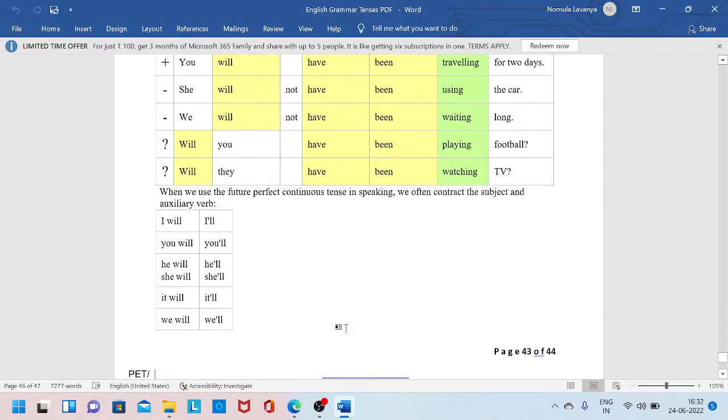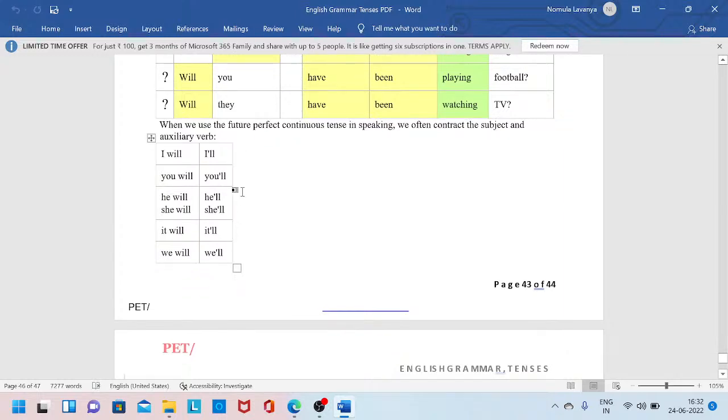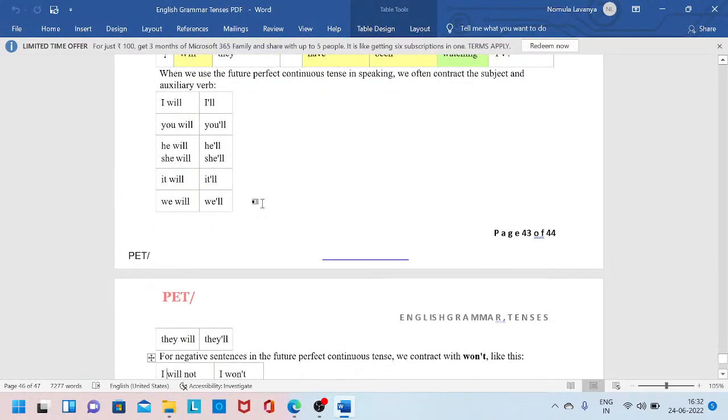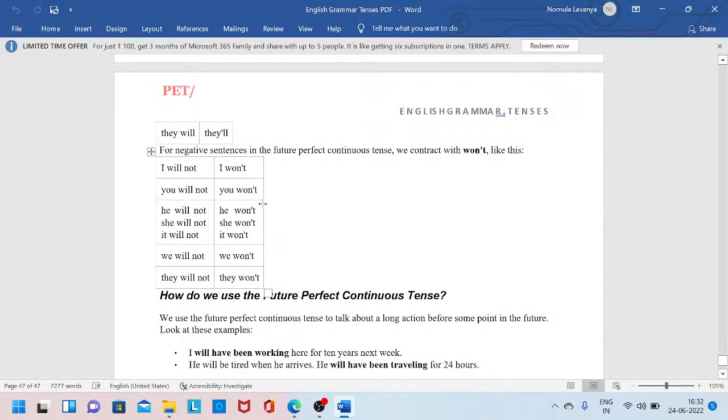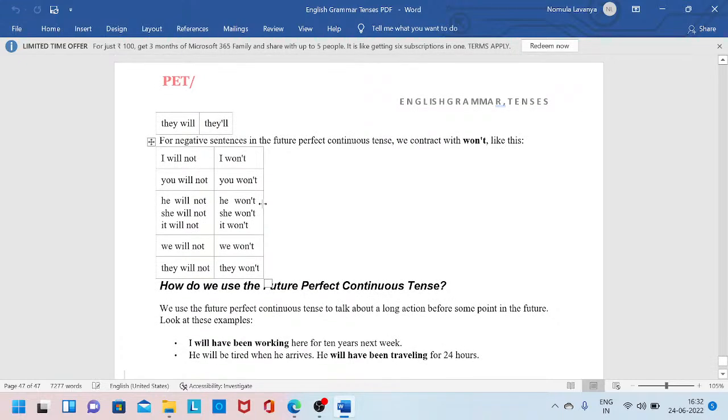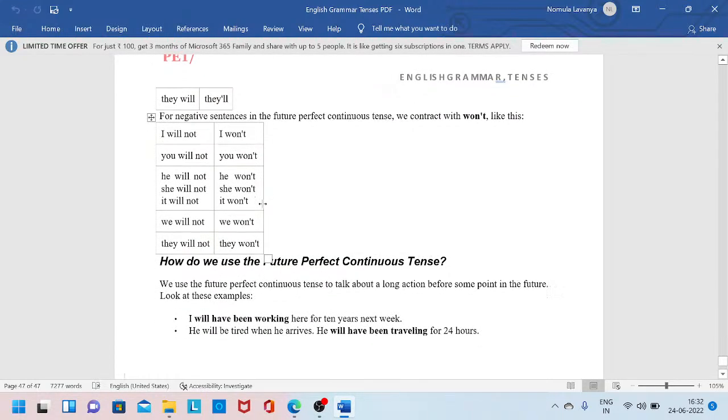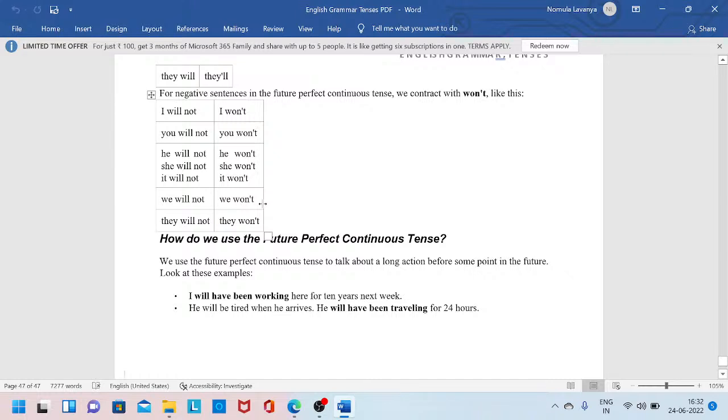And we have a changeover also, like how I will, you will be changing in this box. Okay, and next, the negative sentences in the future perfect tense will contract with won't, like I will not become I won't, as I have already said in the future perfect tense. Okay, so this is how to use the future perfect tense. Quickly let's have an example. Future perfect continuous tense talks about a long action before some point in the future. So I will have been working here for 10 years next week.